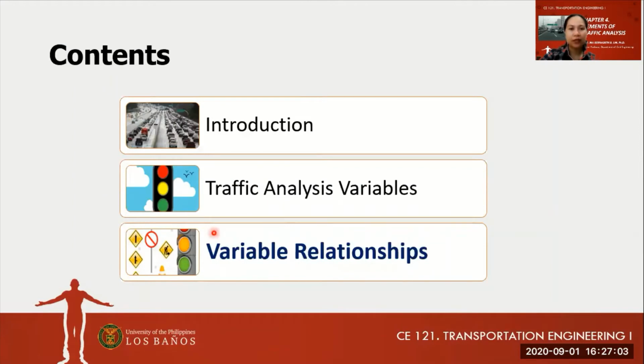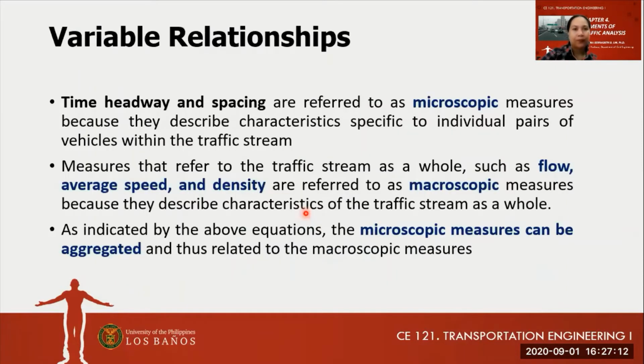Next, we will look at the relationships between the traffic analysis variables, which are the speed, the flow, and the density. The time headway and the spacing are referred to as microscopic measures because they describe specific characteristics of individual pairs of vehicles within the traffic stream. Measures that refer to the traffic stream as a whole, such as the flow, average speed, and density, are referred to as macroscopic measures because they describe characteristics of the traffic stream as a whole.